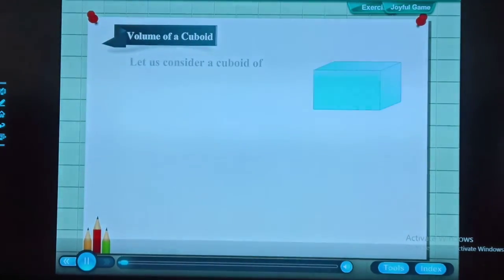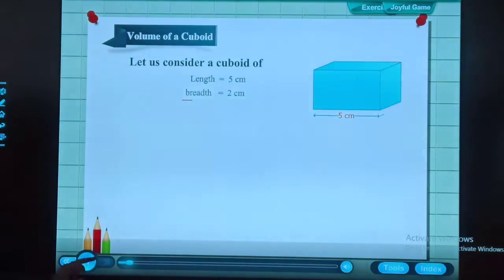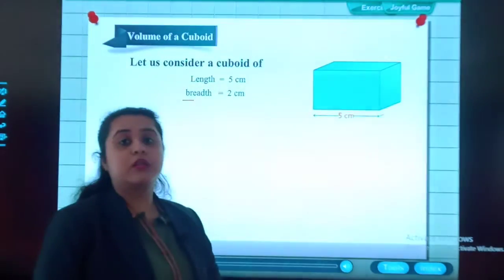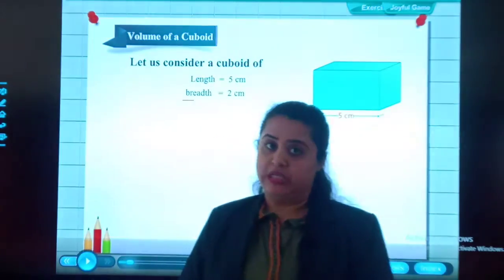Volume of a cuboid. Let us consider a cuboid of length 5 centimeter, breadth. Now we will have a look on the volume of cuboid.